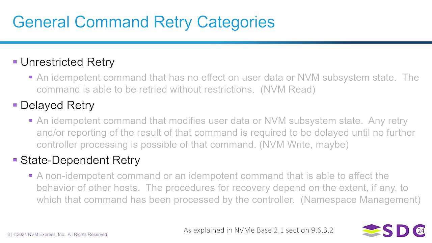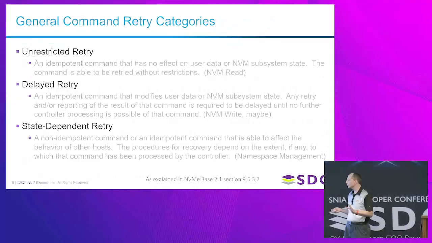With a delayed retry, if you don't get the response back because of a loss of communication, as long as you know that the command's not executing anymore in the subsystem, you should be able to reissue that command again. You just need to wait long enough to make sure that it's okay. And so NVM write would be a good example of that, as long as there's not any other hosts around that are interfering with that. A state-dependent retry, that really depends, in order to know if you can issue that command again, you need to know what happened.